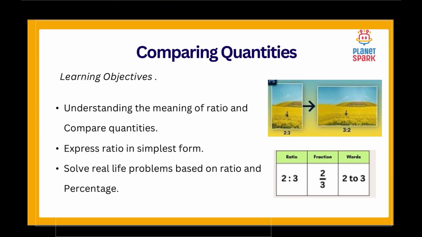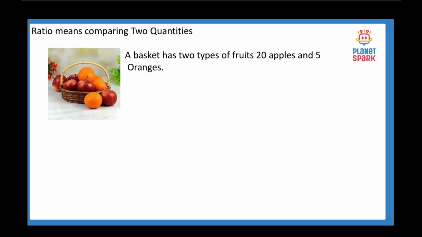But before we begin, let's understand what a ratio is. Ratio means comparing two quantities. Whenever we compare two quantities, like if I have a basket that has two types of fruits, 20 apples and 5 oranges. If I have to find out ratio of oranges to apple, what does it mean by finding out ratio of oranges to apple?